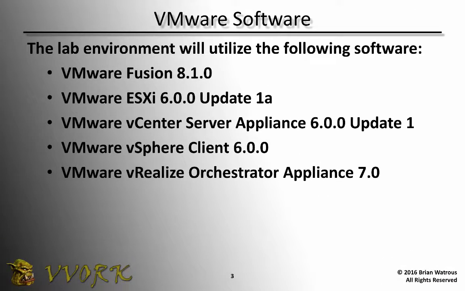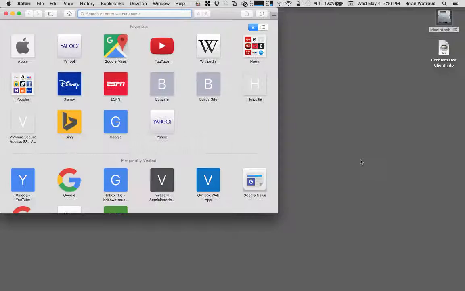As you can see in the list here, these are the various software components that we need. We're going to need VMware Fusion, VMware ESXi, the vCenter Server Virtual Appliance, and the vSphere Client. Actually, that one's optional, but we'll show you how to get it anyway. And last but certainly not least, we need the vRealize Orchestrator Appliance. So again, let's take a look at where to get these pieces of software.